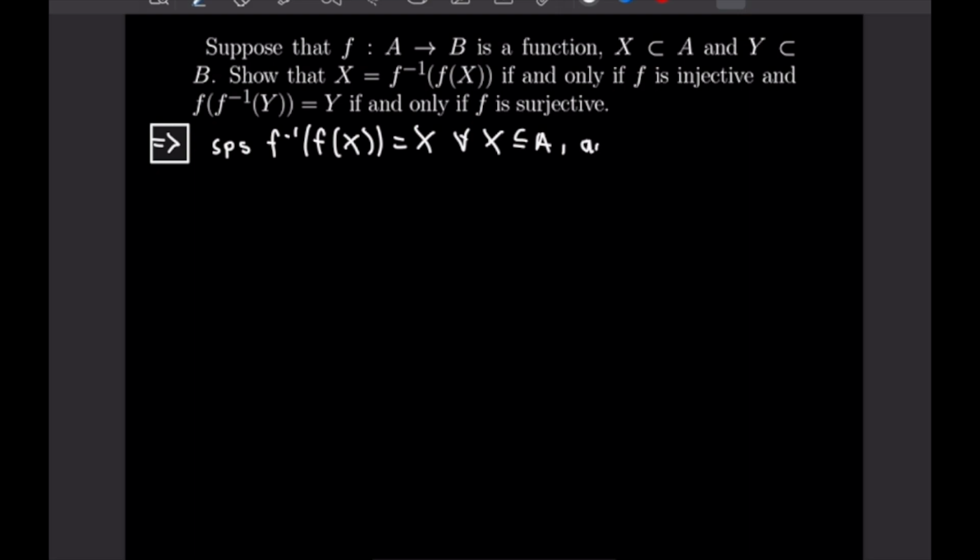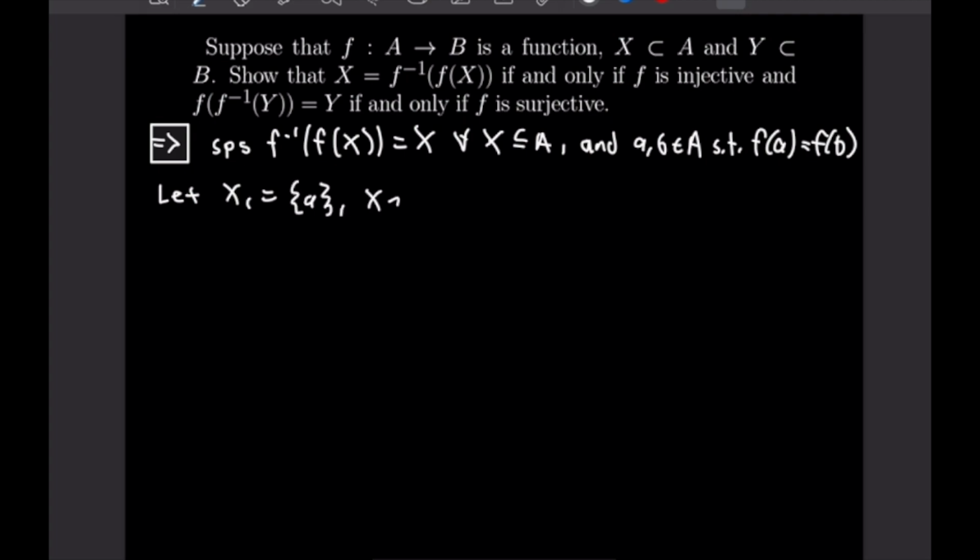And so in addition to that, we will have a and b, which are in our domain A, such that f of a is equal to f of b. And recall from our proofs of injectivity, we want to show that that implies a is equal to b, and that will prove injectivity here. From here, we are going to define the following two subsets of A. We're going to let x sub 1 be just the singleton a, and we're going to let x sub 2 be just the singleton b.